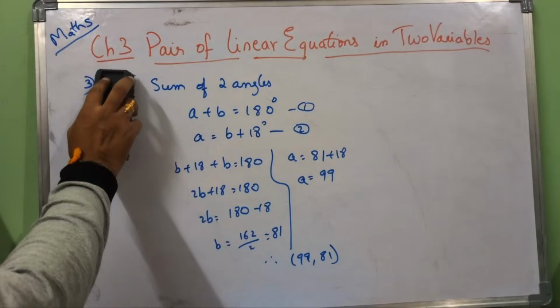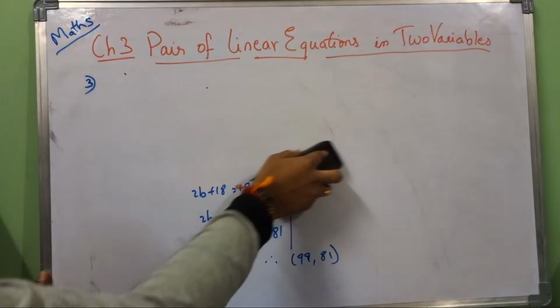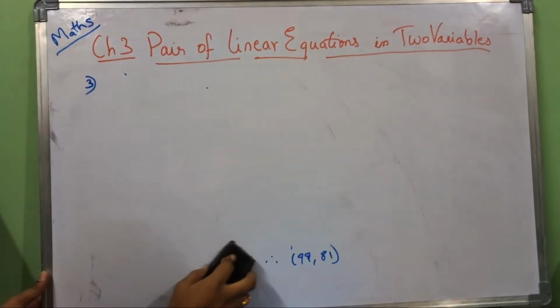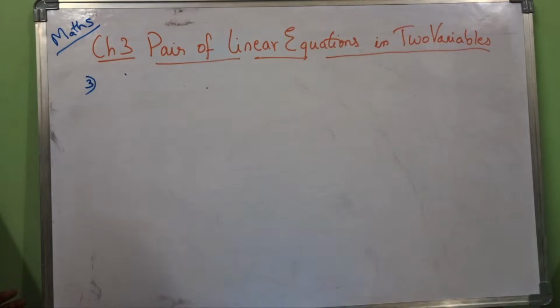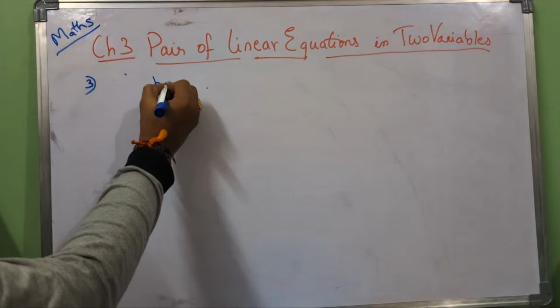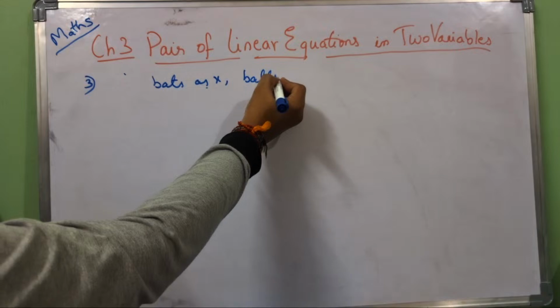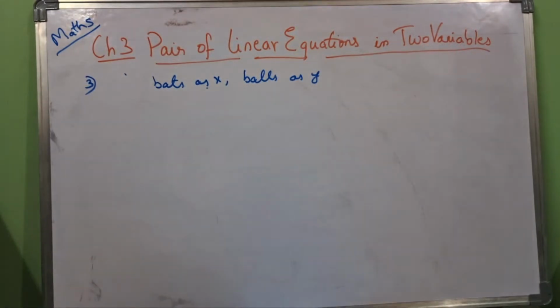Let's go with the third one. So the first thing is how we are getting that equation. If we get it, then definitely the next part we already know how to solve using our substitution method. So the third one: the coach of a cricket team buys 7 bats and 6 balls. So we have two variables now. Let's consider bats as x and balls as y.